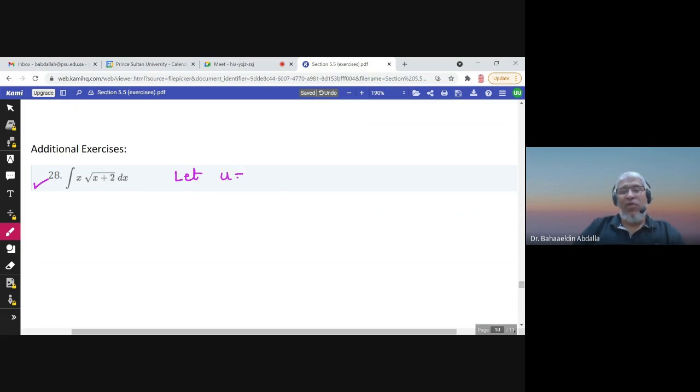If we take u equals x plus 2, then du would be dx, because the derivative of x is 1. And now pay attention. I need to change everything from x to u. I have x here. Well, from here, I can find x. x would be u minus 2.